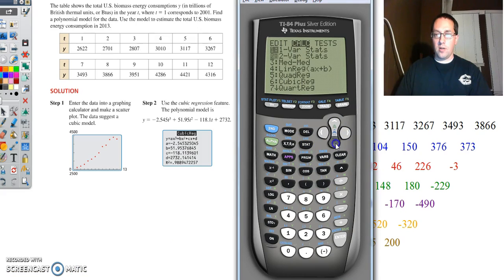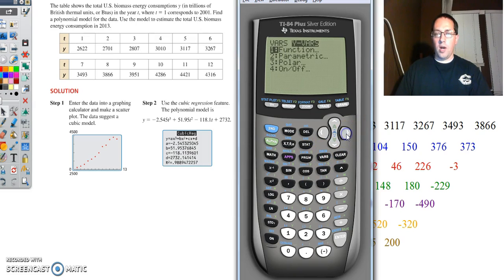So Stat, Calc, go down to Cubic Regression, and don't just hit Enter all the way down on this, okay? I'm going to change mine to L4 and L5 real quick. You can leave yours as L1 and L2, that's fine. But what we want to do, see this line here where it says Store Reg EQ. What you do here, go to Vars, which is right here next to the clear button.